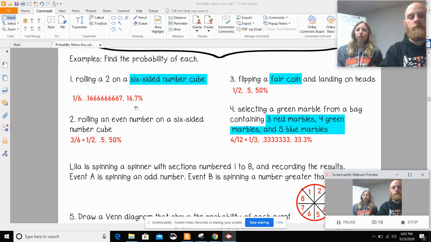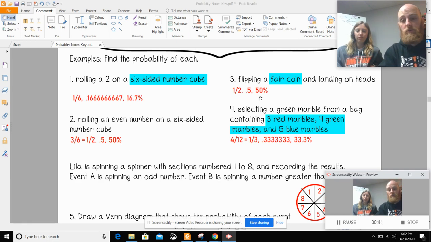Number 2, we're going to roll an even number on a 6-sided number cube. So to roll an even number, we can get a 2, a 4, or a 6. So that's 3 possible outcomes out of the 6 total. So that's why it's 3 out of 6, which is the same as 1/2. So 0.5 as a decimal, or 50%.